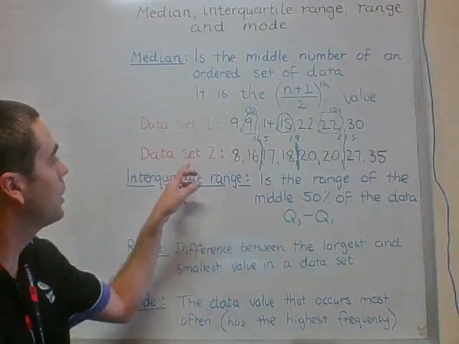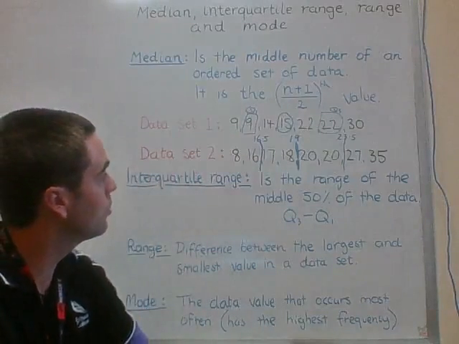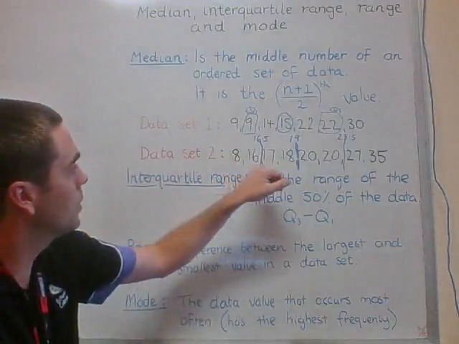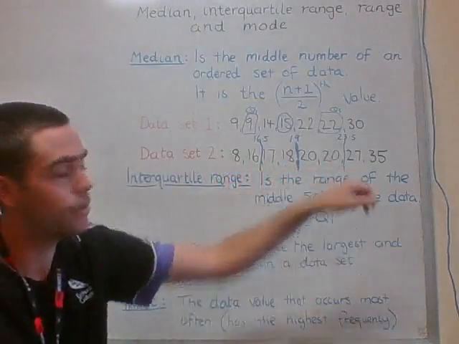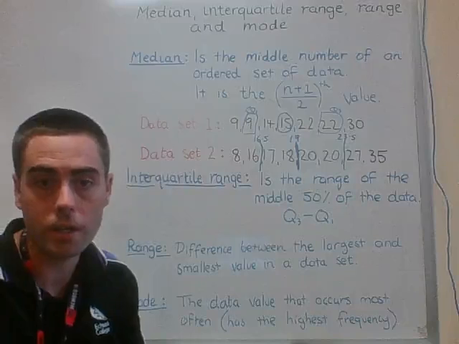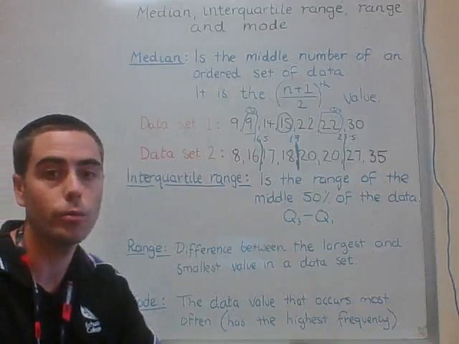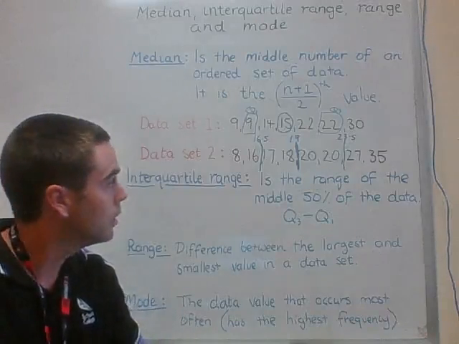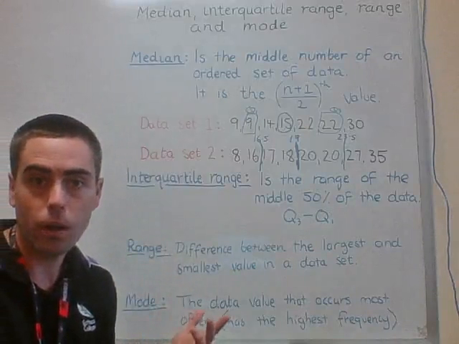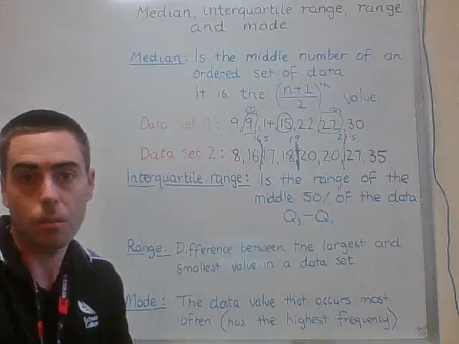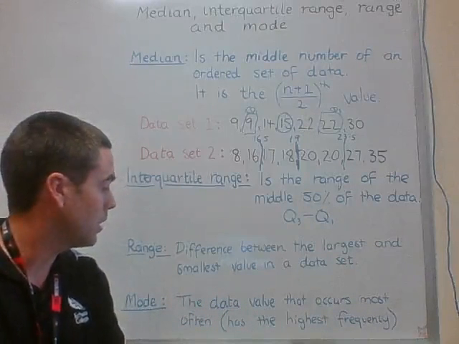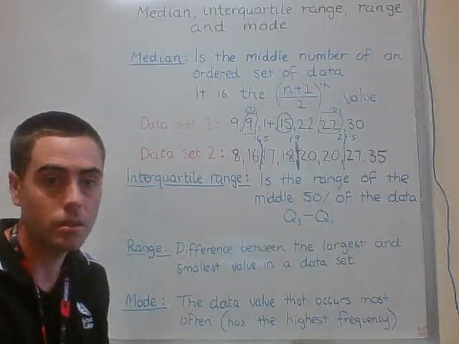Data set 2, we have got all the numbers occur once except for the number 20, which is occurring twice. So therefore the mode would be 20. If all numbers just occur once, then all of the numbers are the mode. There's no double ups, so everything occurs the same amount of times.